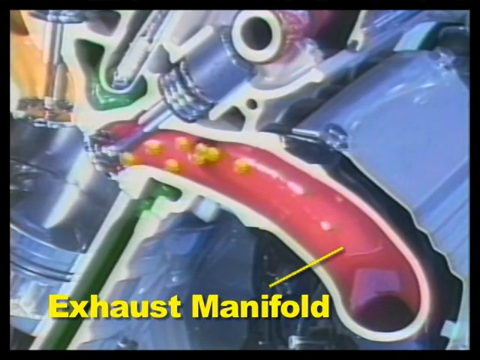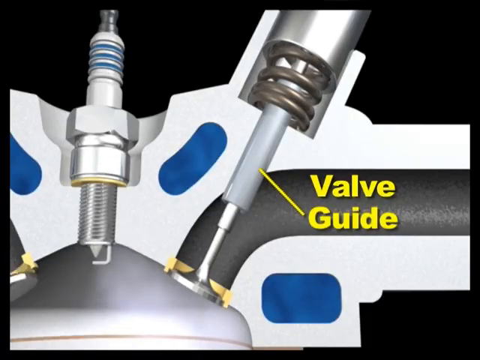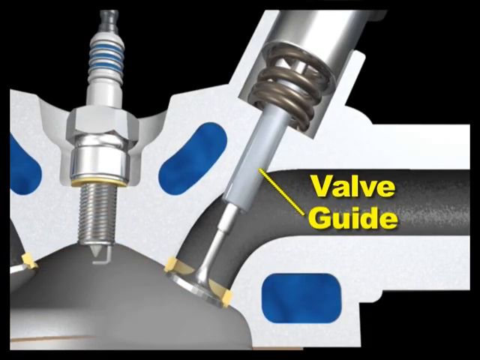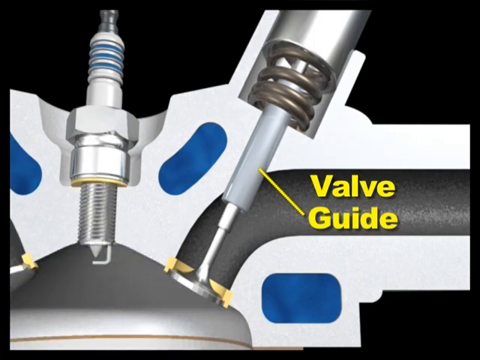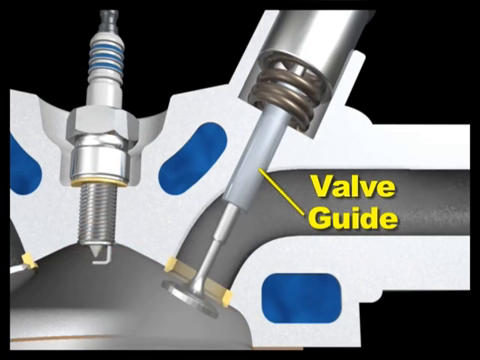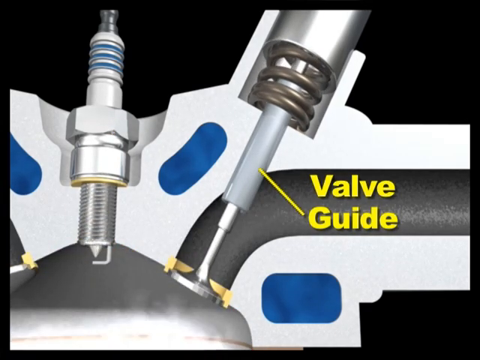The cylinder head exhaust port carries burned gases out of the engine. As they leave the exhaust port, they enter the exhaust manifold. The valve slides open and closed inside a valve guide, which is a sleeve around the stem of the valve.